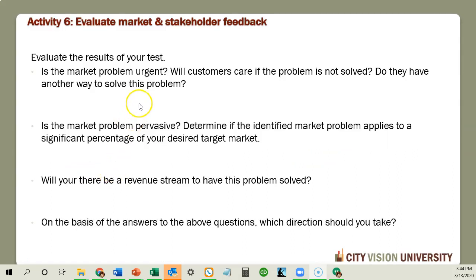So the idea is that your conversations you had last week was essentially a test. So, using the scientific method, you had a hypothesis and you tested it. So what did you learn from that? Is the market problem urgent? And is it pervasive? Will there be other revenue streams? Will there be a revenue stream for this? And what direction should you take?